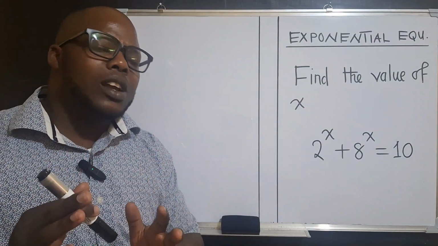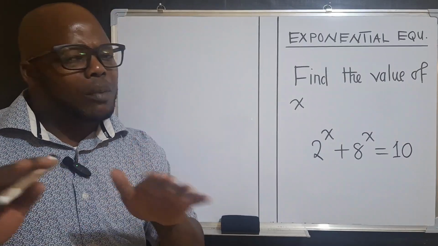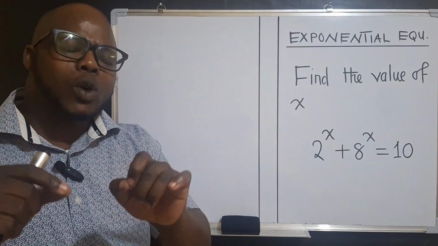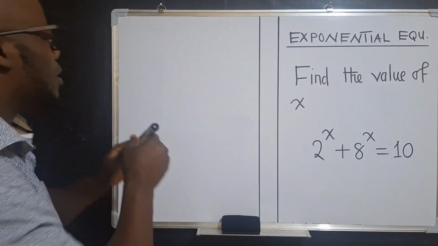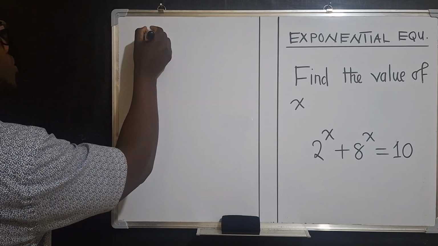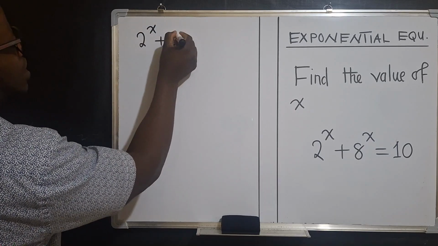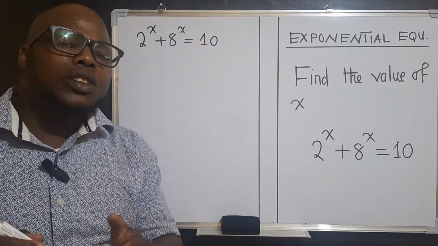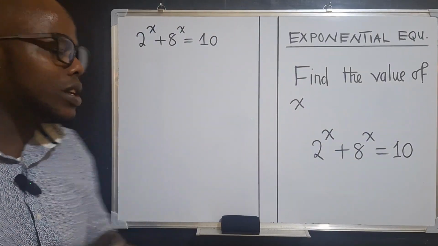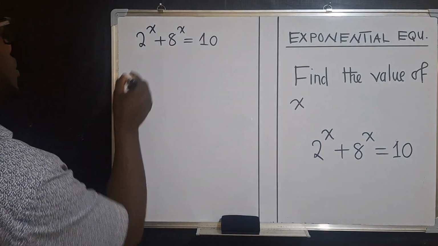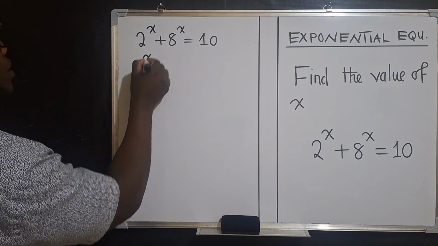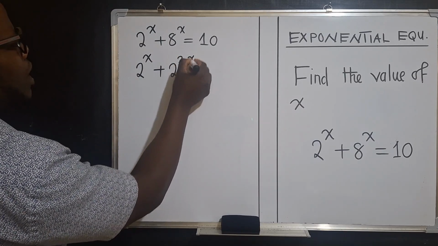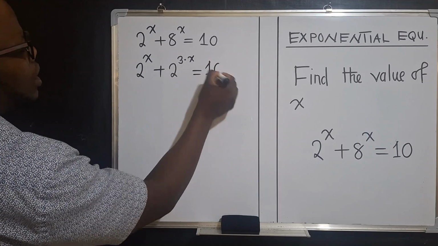So the first thing that we're going to do here is to apply some laws of indices. Can you see where 8 power x is? This is where I need to apply a certain law of indices. So let me copy. We've got 2 power x plus 8 power x is equal to 10. So now where I'm talking about that we need to apply some laws of indices, it's at this point over here. So we're going to write this as 2 power x plus 2 power 3 multiplied by x is equal to 10.